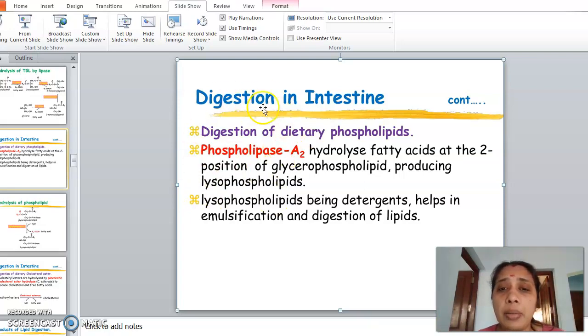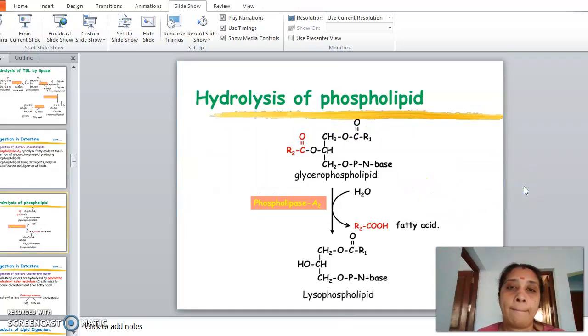How is the lecithinase enzyme able to carry out the destruction on the second carbon atom? Because of the emulsifying agent, that's the bile salt. Phospholipids also, because of the phosphate group, which is polar in nature, can behave as detergents. Okay. So this is how the phospholipase A2 brings about the destruction of the glycerophospholipid.